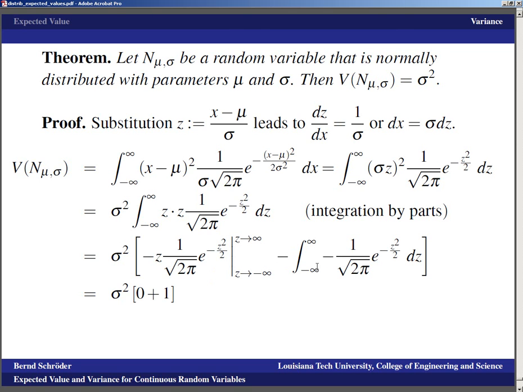And the integral from negative infinity to infinity of 1 over root 2 pi e to the negative z squared over 2, we've talked about that before, that's 1. And so that means that the variance is sigma squared, and that ends the problem.